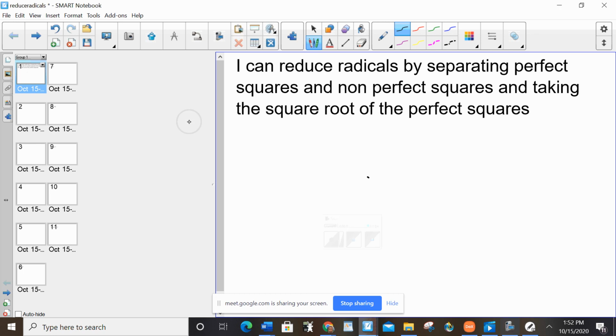All right, so today I can reduce radicals by separating perfect squares and non-perfect squares and taking the square root of the perfect squares. So this is building on something that you did back in Algebra 1. You did a little bit in geometry last year. So we're going to start with a couple of the basic examples, and then we're going to kind of move into the more complicated ones.